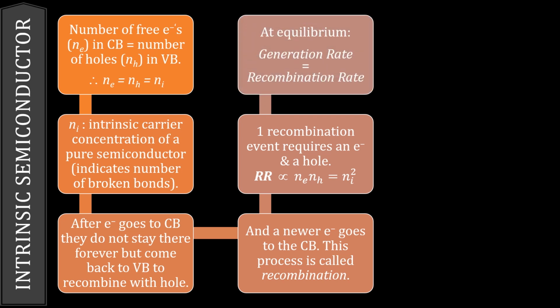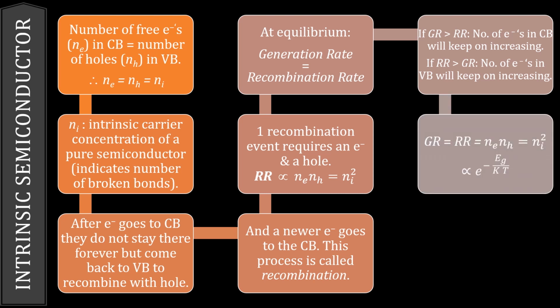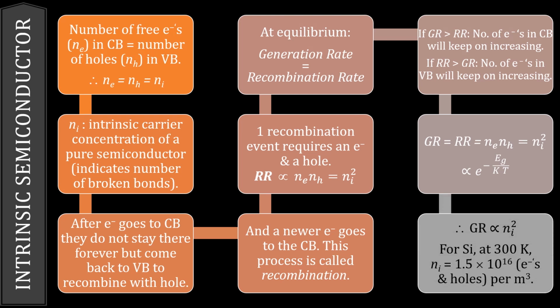At equilibrium, the generation rate is equal to the recombination rate. If the generation rate is greater than the recombination rate, then the number of electrons in the conduction band will keep on increasing, making it a good conductor, which is not the fact. And if the recombination rate is more than the generation rate, then the number of electrons in the valence band will keep on increasing, making it an insulator, and this also doesn't happen. So at equilibrium, the generation rate must be equal to the recombination rate. Now, since the generation rate is equal to the recombination rate, I can say that the generation rate is actually proportional to Ni square, and for silicon, Ni is 1.5 into 10 power 16 per meter cube.